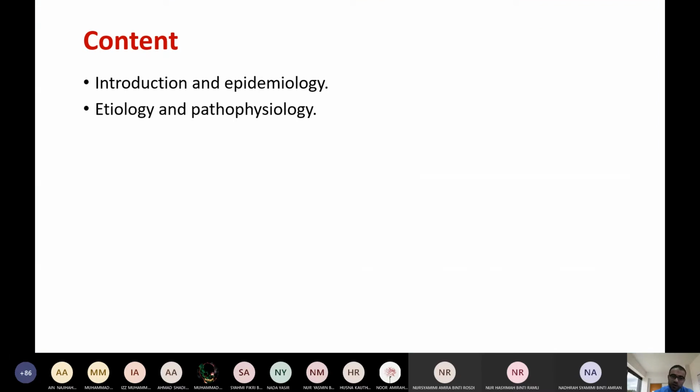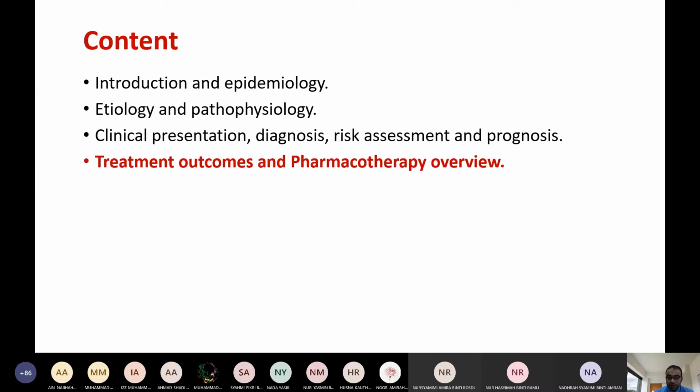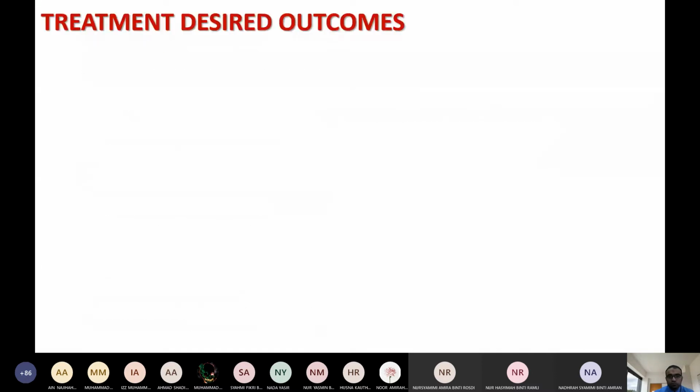We have done the etiology and pathophysiology, the clinical presentation, the diagnosis, the risk assessment, the prognosis, and the adverse outcomes. Okay. Now we will discuss the treatment outcomes and pharmacotherapy overview. In general, we have to understand the desired outcomes in patients with stable ischemic heart disease. In the first place, we want to prevent them from having acute coronary syndrome, from having a cardiac attack.